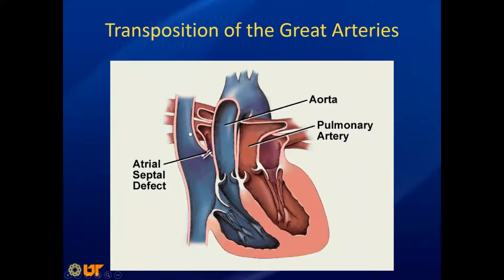So this is one of those lesions where an atrial septostomy or enlarging this ASD can help, and actually need some sort of atrial defect, whether it's a PFO or ASD, to survive at all.